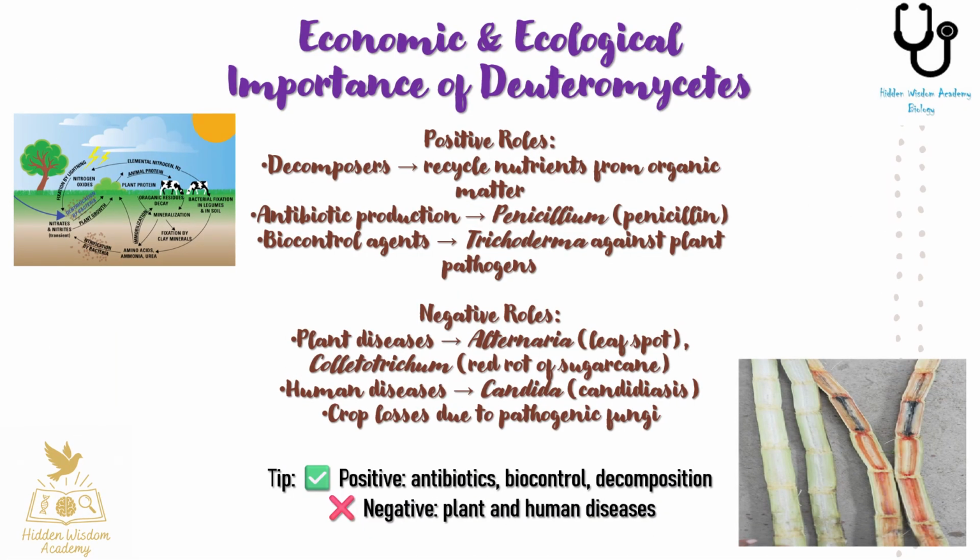Now, let's see ecological and economic importance of Deuteromycetes. Deuteromycetes have both positive and negative importance. Positively, they act as decomposers recycling nutrients, produce antibiotics like penicillin from Penicillium, and some like Trichoderma are used as biocontrol agents. On the negative side, species like Alternaria and Colletotrichum cause plant diseases, while Candida can cause human infections. They also lead to major crop losses in agriculture.